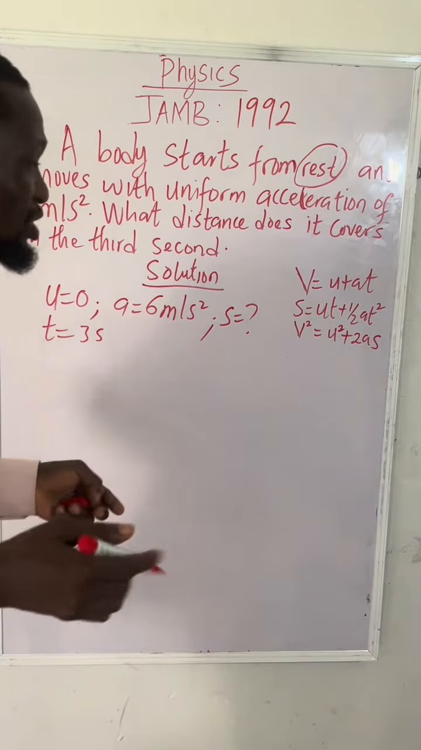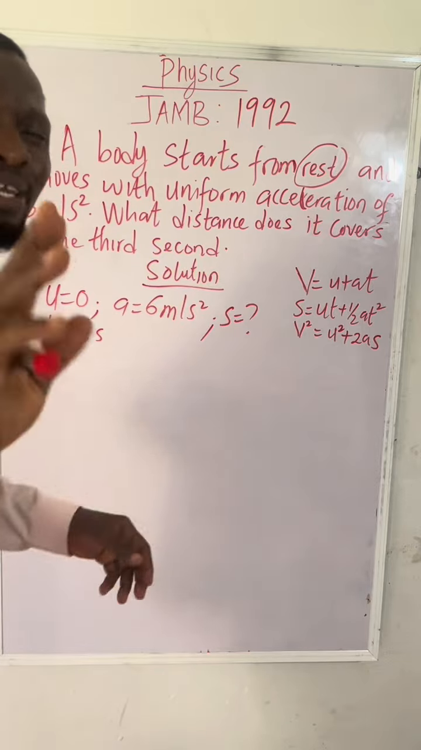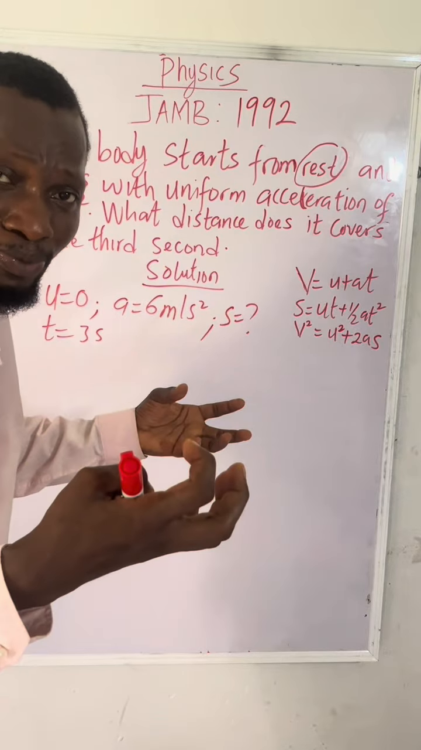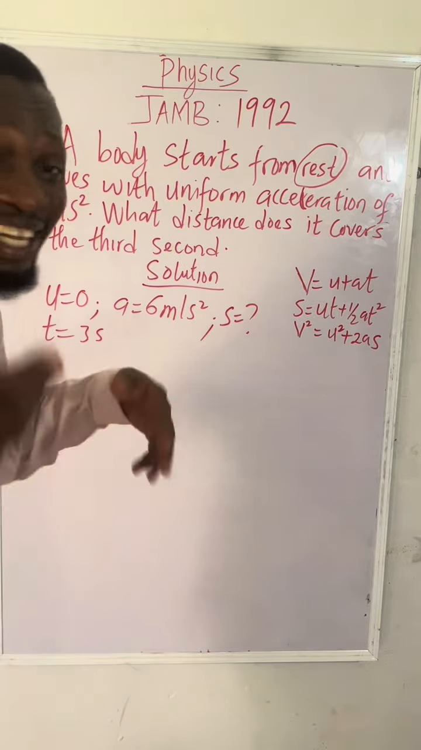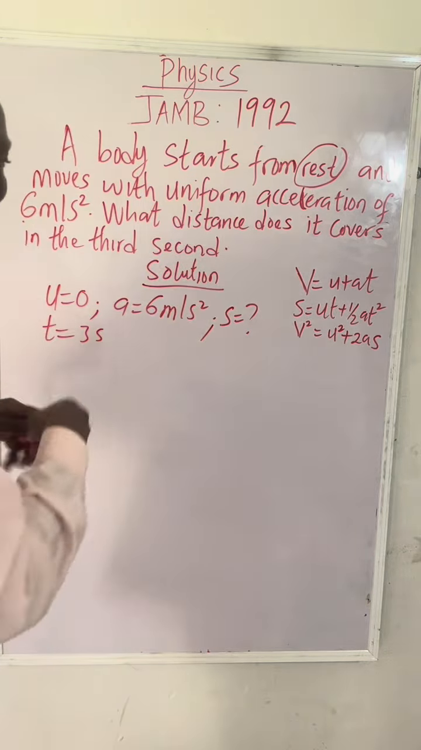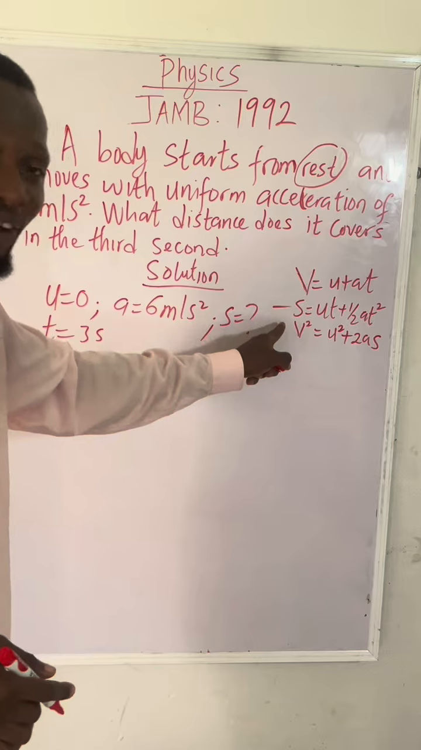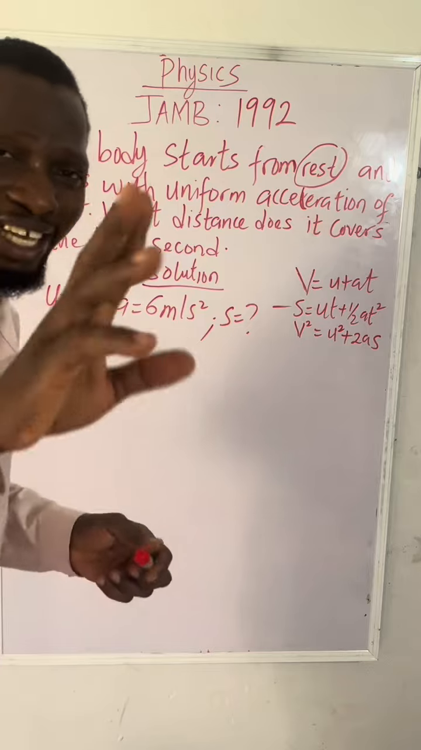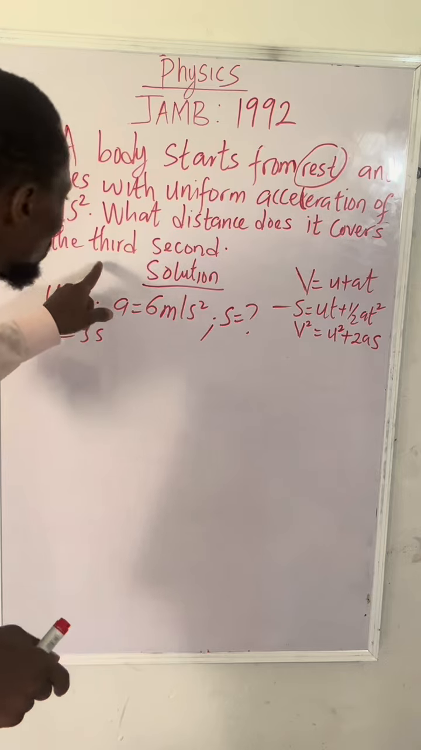Now, the next thing is that you're going to select one of the equations of motion to use. Once you have brought out your parameters, look at the equation of motion that has all your parameters, and that is what you're going to use. From here, we can see that this is the equation that fits our parameters. But now you need to understand this question. The question asks for the distance it covers in the third second.